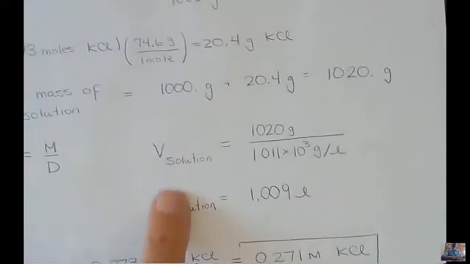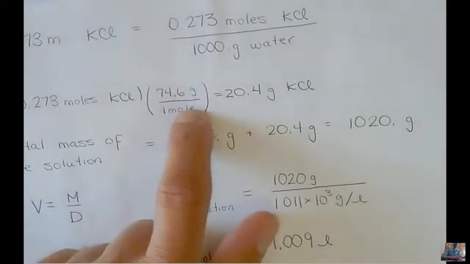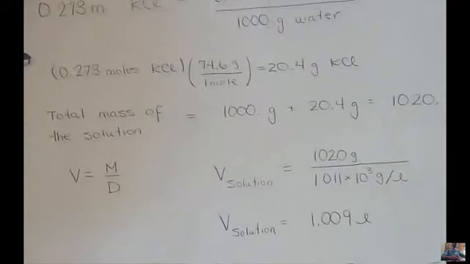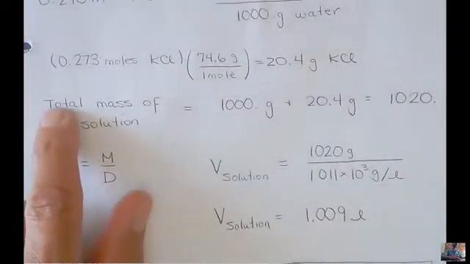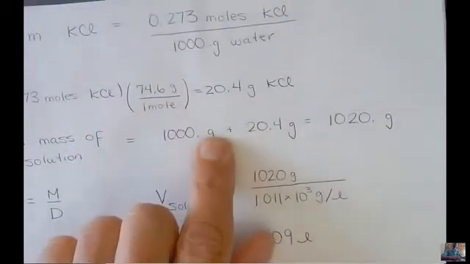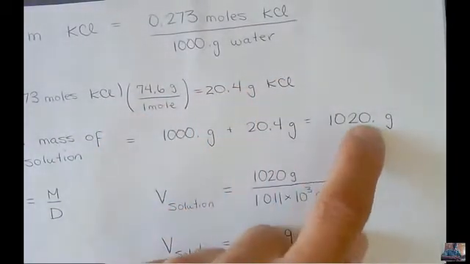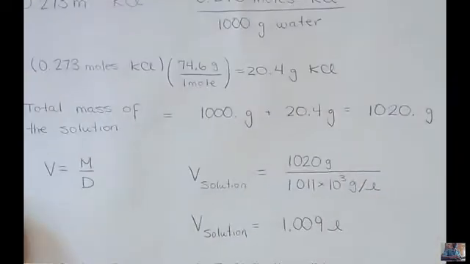So that's where the 74.6 came from. Okay, so moles multiplied by molar mass gives you grams. All right, so we got the numerator. We have the total mass of the solution, right? 1,000 grams of water plus the 20.4 from the KCl gives me 1,020 grams of solution.